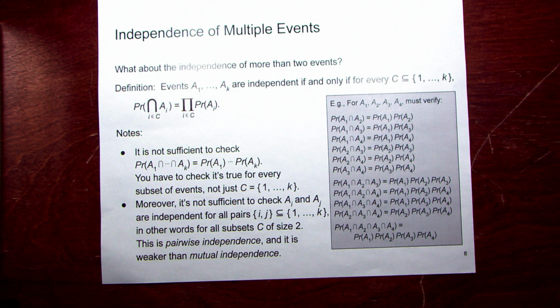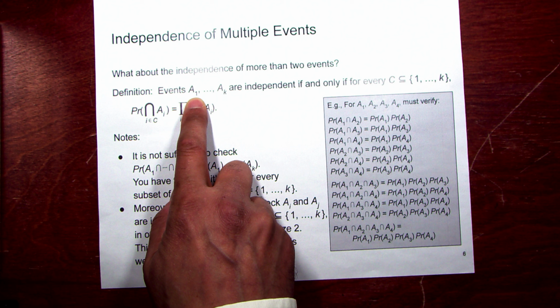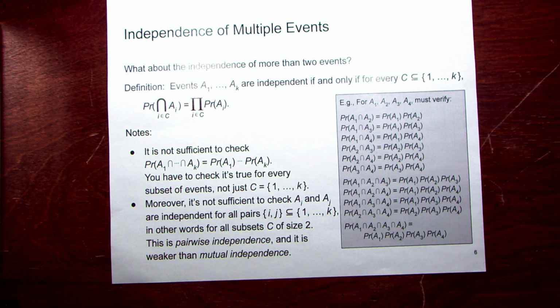If you have K events, they are independent if, and only if, for every subset of the numbers 1 through K, and notice that the indices here on the sets are numbered 1 through K, so these things have to match, the intersection of any of those sets will equal the product of their individual probabilities.